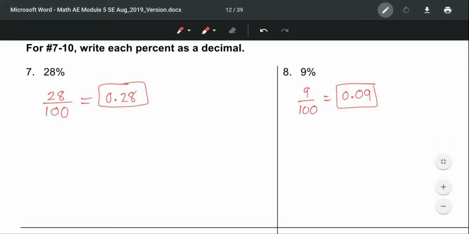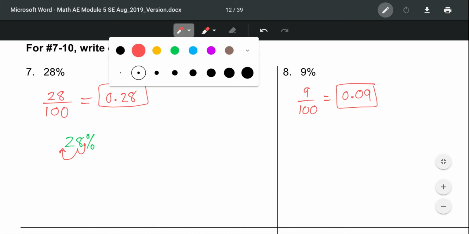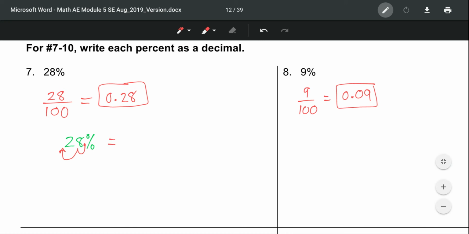Okay, so if you look at what's going on here, you could actually take a shortcut. If you have 28%, and now we know the answer is 0.28, then there's a decimal point right after the 8, and if you move the decimal 2 places to the left, you actually convert a percent into a decimal. So that's how you get 28% would be 0.28.